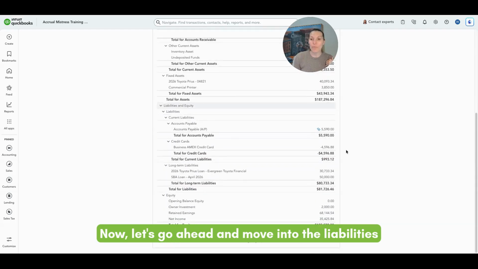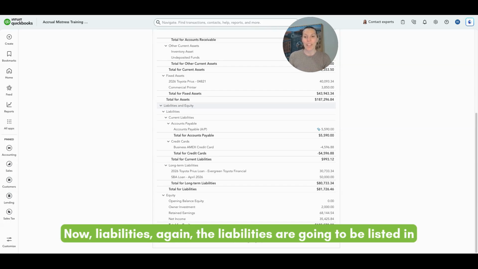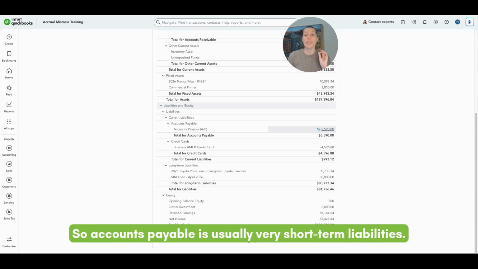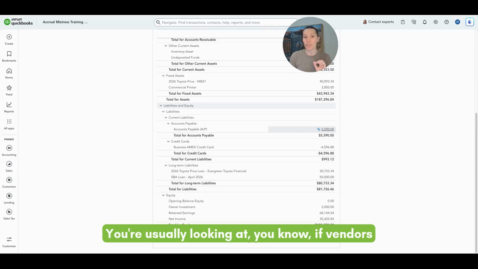Now let's go ahead and move into the liabilities and equity section of our balance sheet. Now, liabilities, again, are going to be listed in order of how soon they are due, okay? So accounts payable is usually very short-term liabilities. If vendors extend terms to you, you might be looking at having to pay that in as little as 15 days, maybe shorter if you're hoping to get a discount.